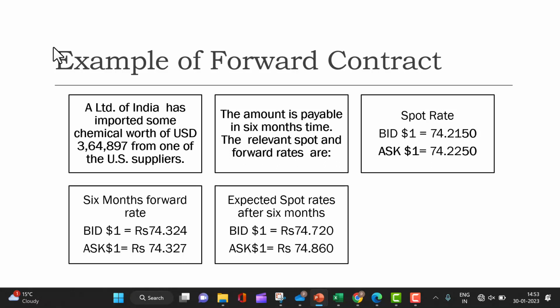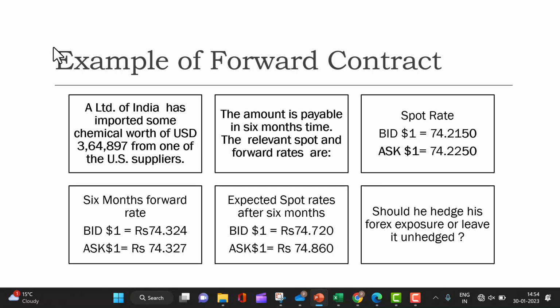And now, as per your forecast, you have also made a forecast of what will happen after 6 months. You can't have the spot rate now; the spot rate will be known to you only after 6 months. But this is the expected spot rate, or your forecast rate. The right word should be forecast rates. The forecast rates on that particular day are 74.20 and 74.860. Should he hedge his forex exposure or leave it unhedged?